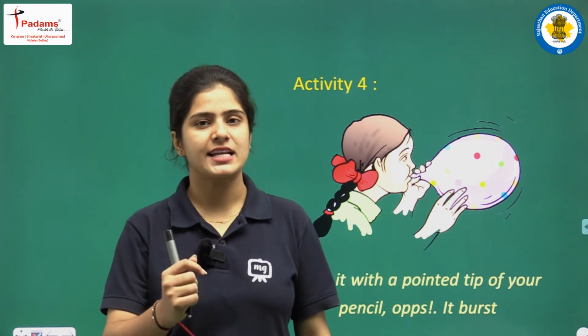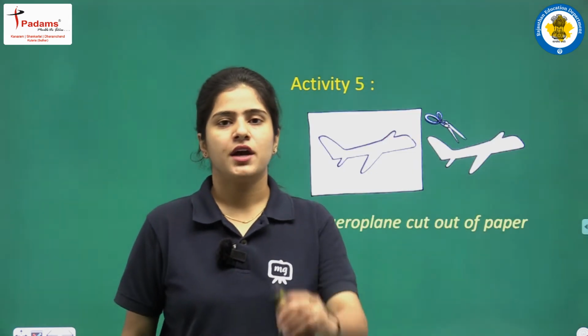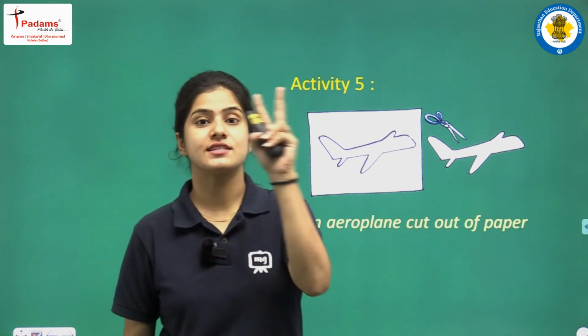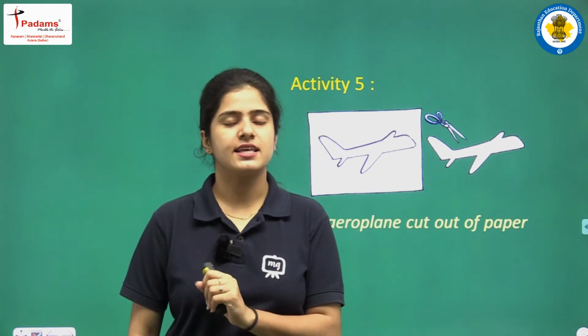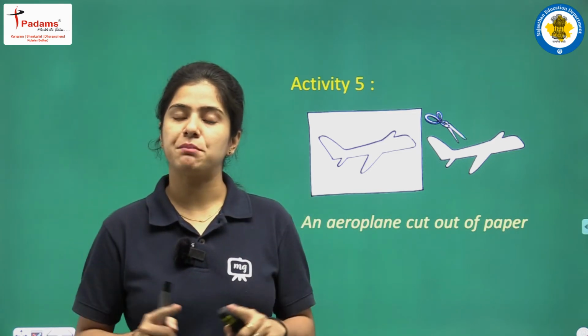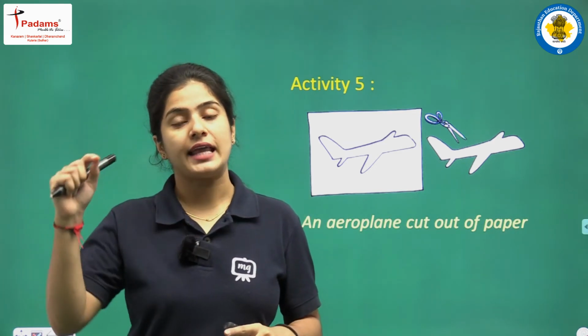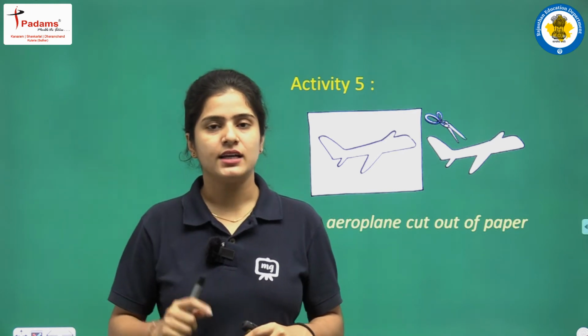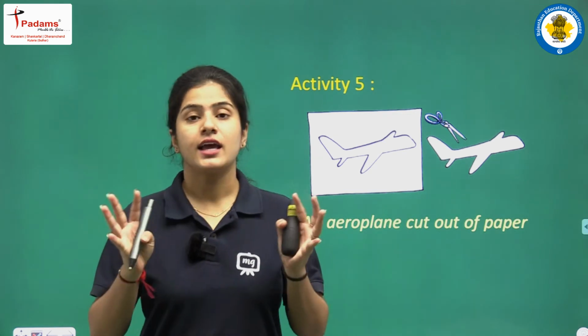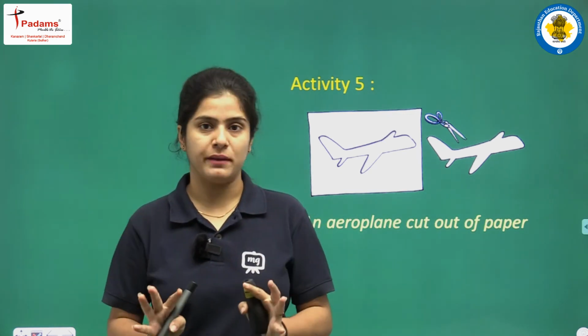Now, students, in activity 5, have a look. We have made a small change to that particular activity that we discussed in activity 2. In this activity, students, what is happening? We are having a paper. We have drawn an aeroplane on that paper, right? In the second activity, we just folded the paper to have the toy aeroplane.